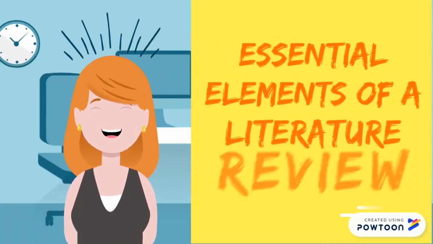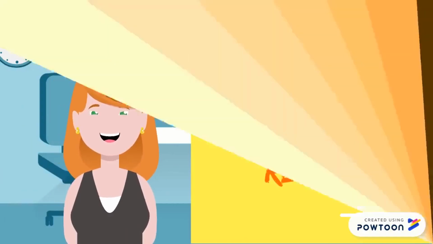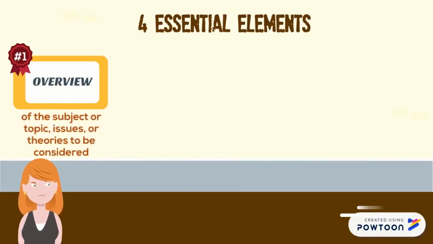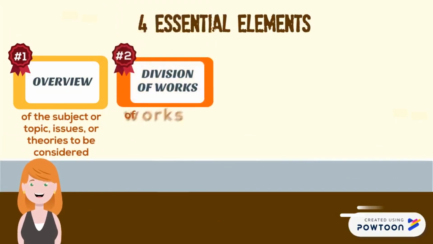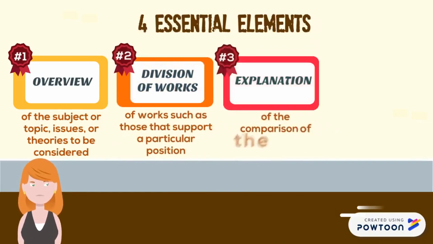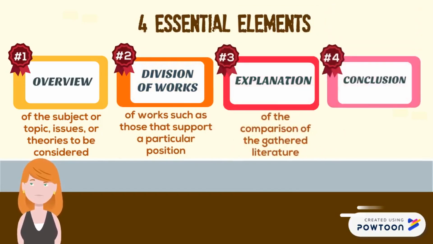Essential elements of a literature review. First, overview of the subject or topic, issues or theories to be considered. Second, division of works such as those that support a particular position. Third, explanation of the comparison of the gathered literature. Fourth, conclusion and the best arguments.